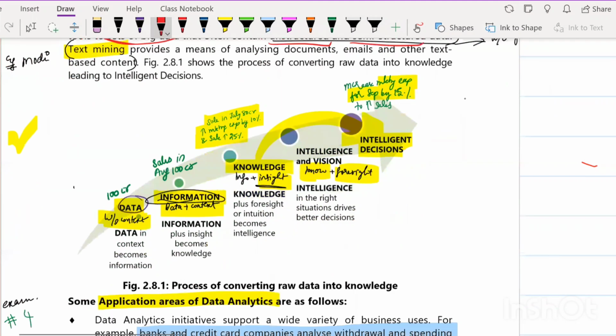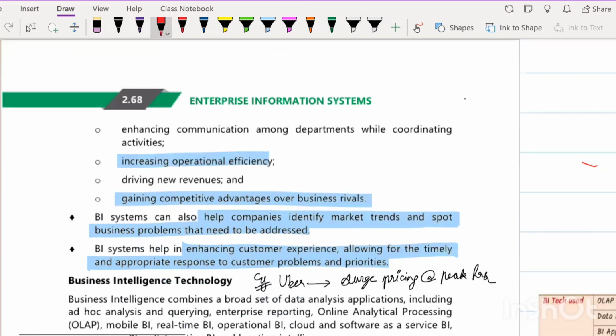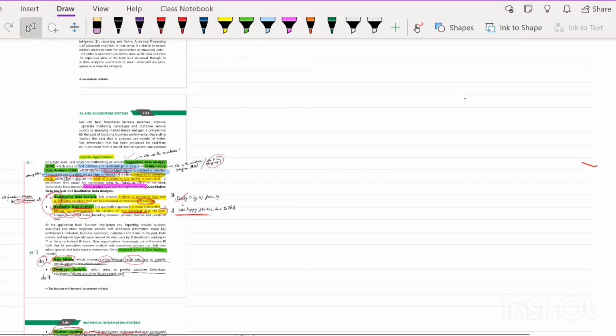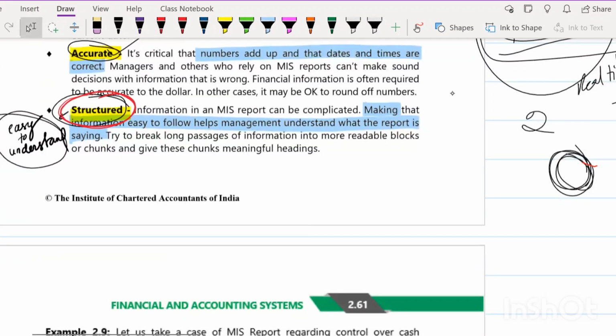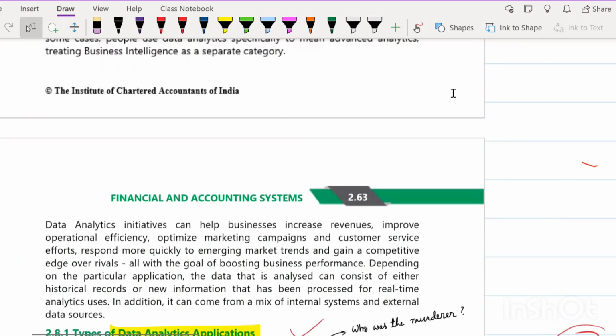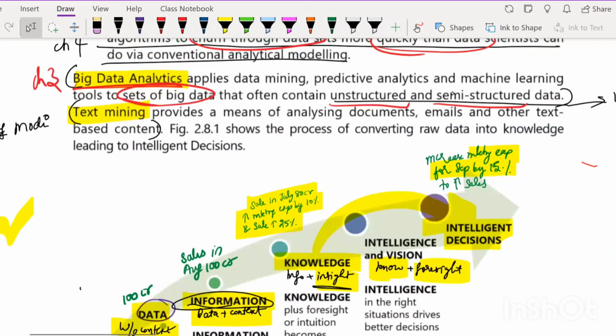So what is structured? Here I told you, when I was telling the criteria, that structured means information which is easy to understand. Whereas in big data, you have unstructured or semi-structured data, which means it is not easy to understand. So what you do is big data analytics. You apply the concepts of data mining, predictive analytics, machine learning, and all of that to this set of data, and try to find some conclusion or information through it.